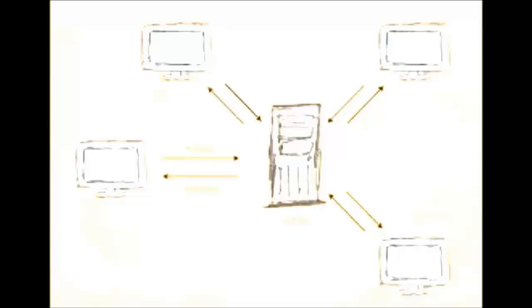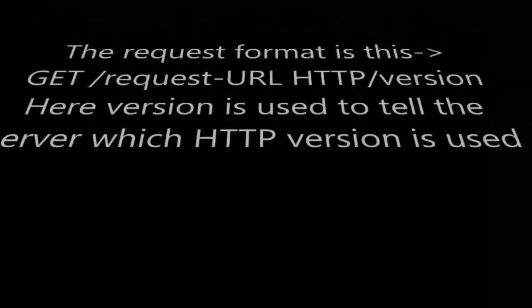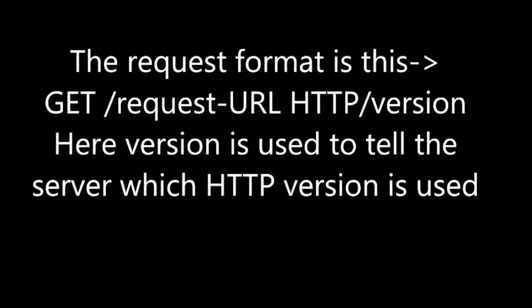Now, second step is sending the request to the server. In this, the client sends a request to the server which hosts the URL. The request format is GET request URL HTTP version. Here, version is used to tell the server which HTTP version is used.